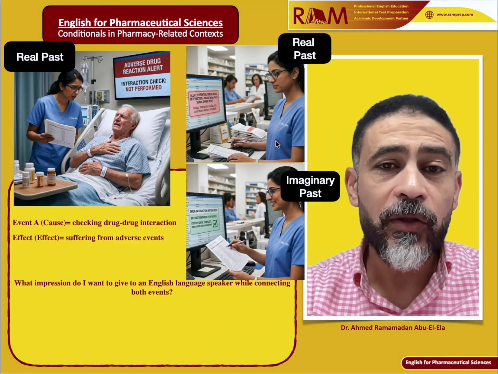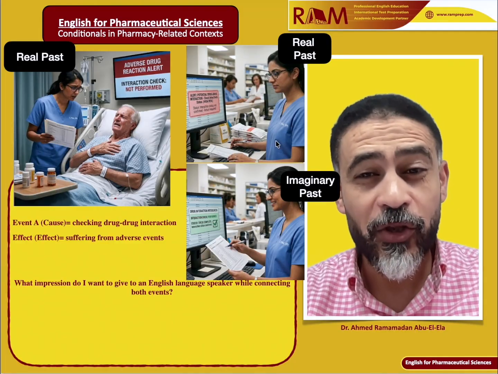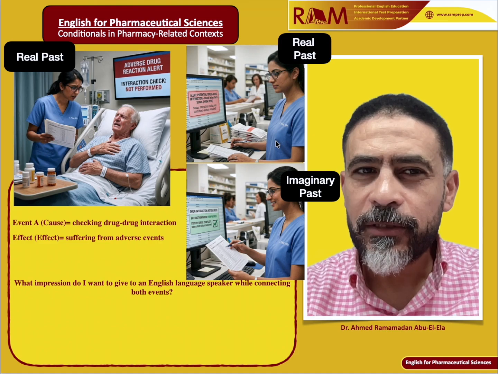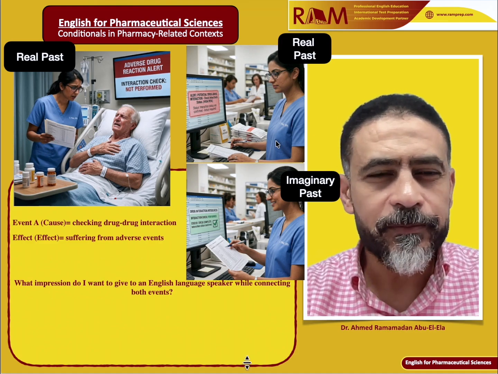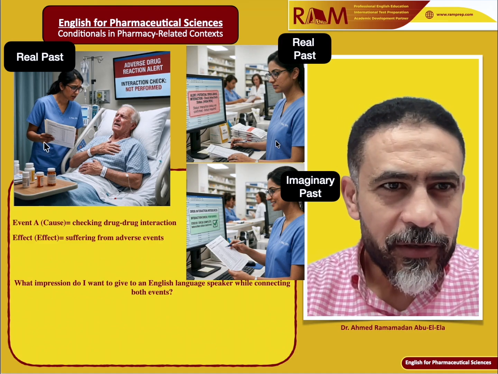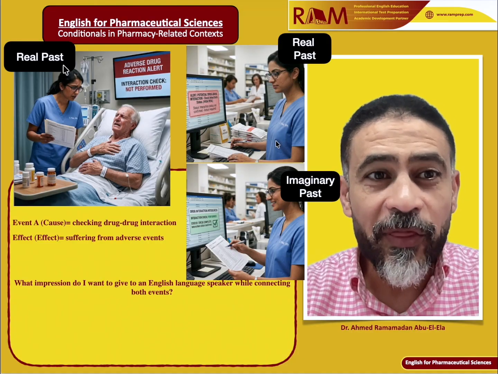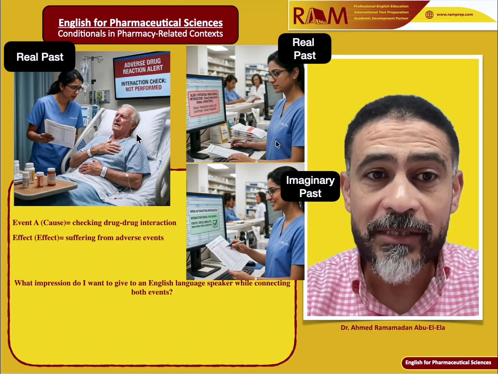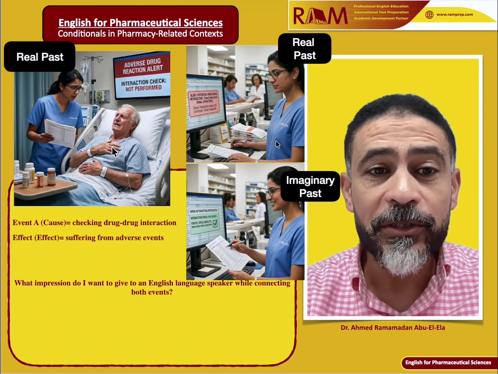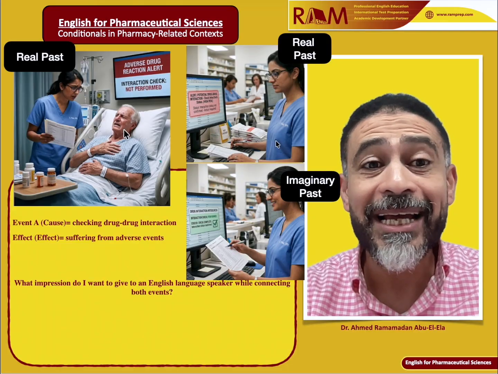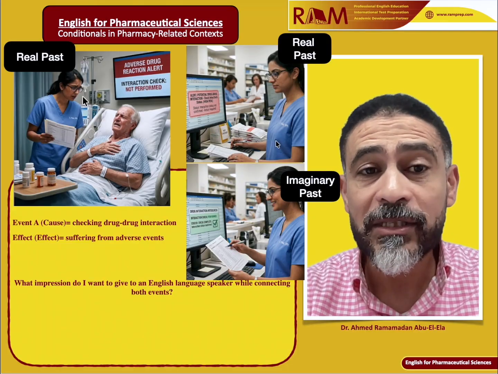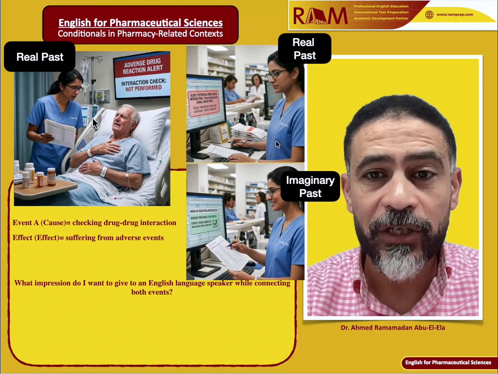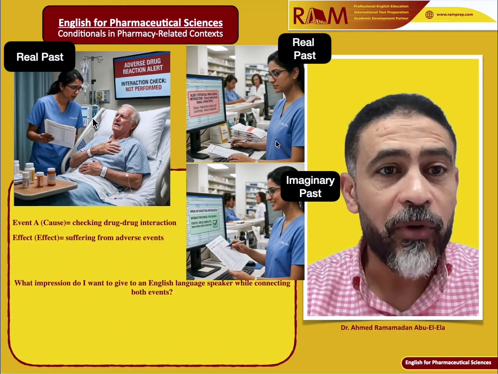Now let's tackle the third conditional. In order to understand the third conditional, let's consider this scenario. We have here a situation in the past. There is a real situation that happened in the past, and it shows that a patient is suffering now. The patient was suffering from adverse events. That is a real situation, a real happening in the past.